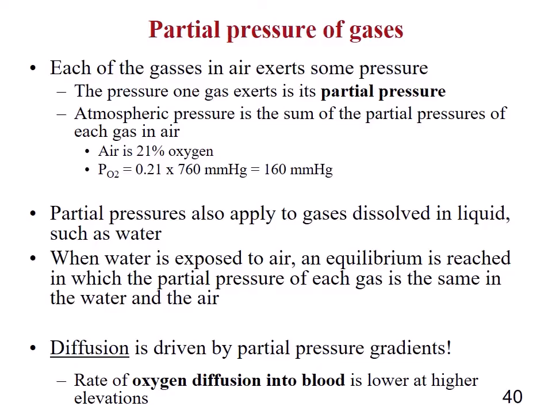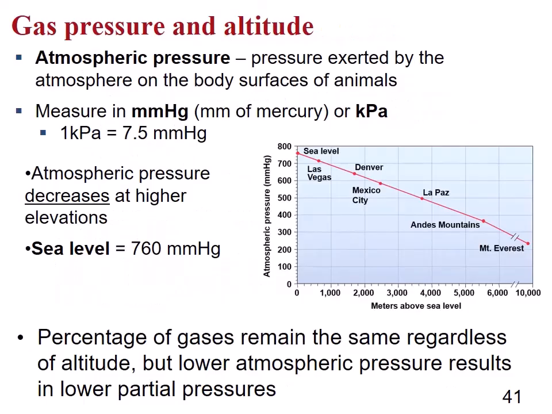So then the rate of oxygen diffusion into blood is lower at higher elevations because atmospheric pressure is lower at higher elevations, even though the amount of oxygen in the air is the same. Atmospheric pressure is the pressure exerted on animals by the atmosphere. It's not just on animals, right? But we're talking biology, so that's really all we're caring about in this particular case.